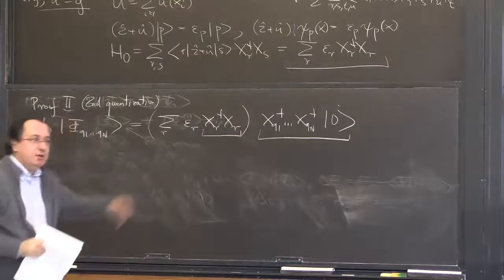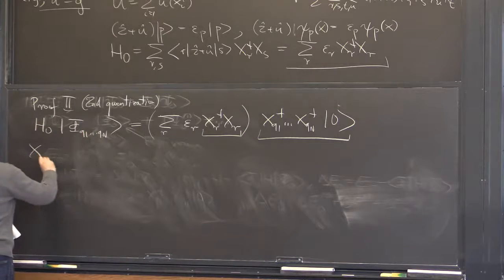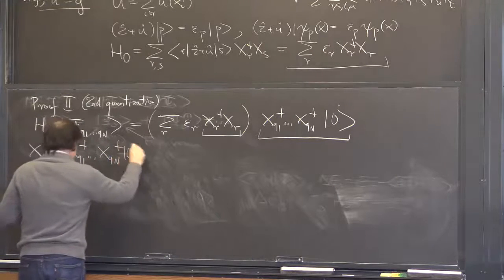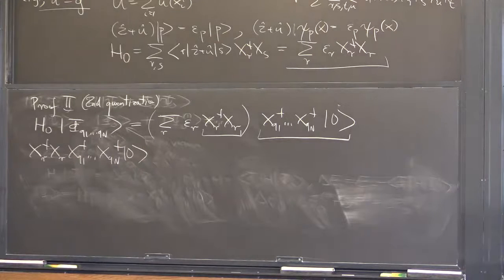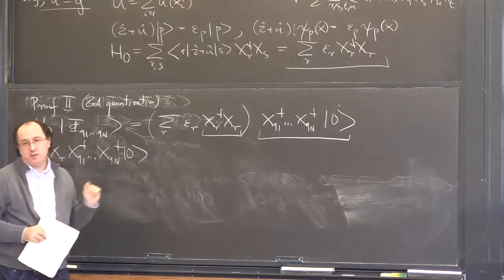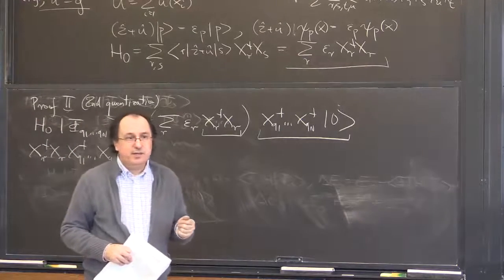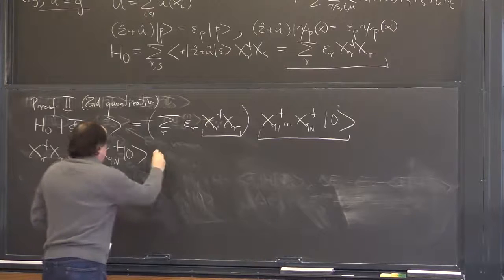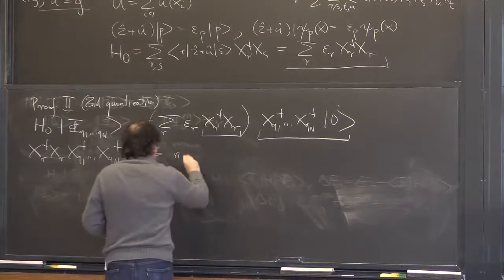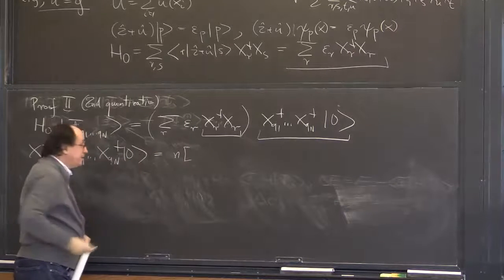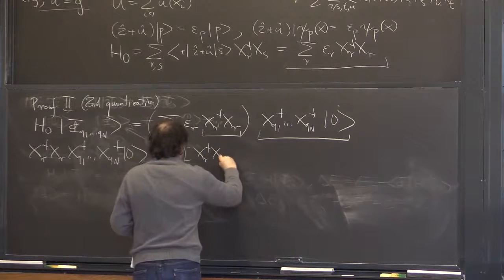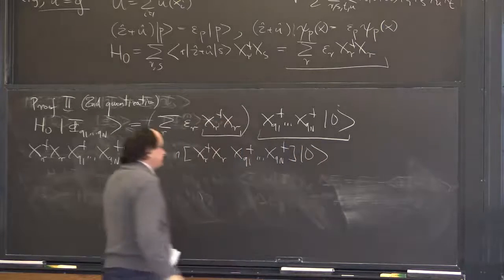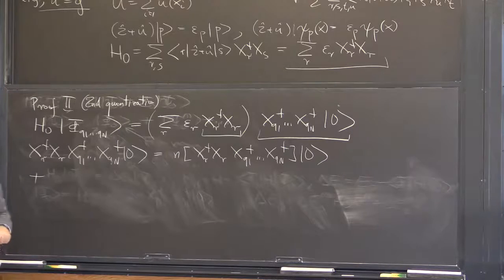So let me do a little calculation on the side, which will be a calculation of x r dagger x r acting on the product of x q1 dagger through x qN dagger acting on the vacuum. This is a product of operators acting on the vacuum, which is a perfect candidate for Wick's theorem, relative to the true vacuum, because that's what I had. As you remember, the leading term is the normal product, lowercase n, because the true vacuum is our reference here. So it's a normal product of x r dagger x r, then x q1 dagger through x qN dagger, acting on the vacuum. That's the leading term.